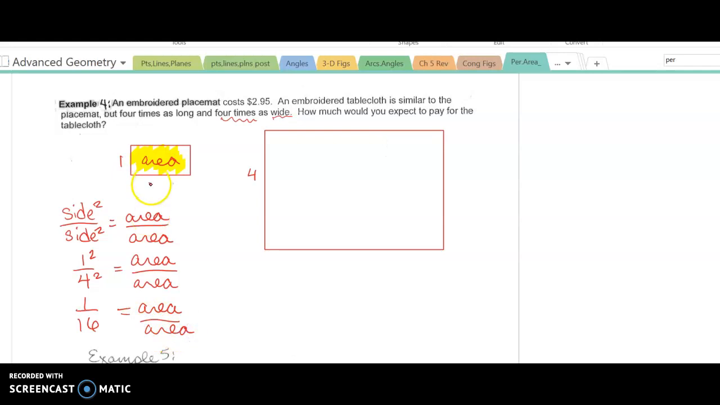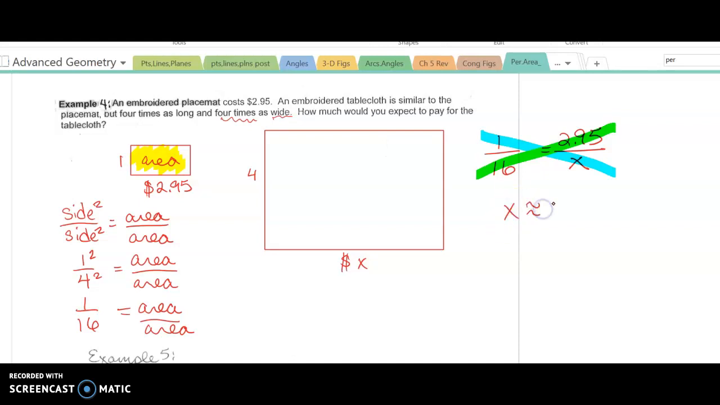We know that the placemat costs $2.95, and this costs X dollars, we'll say. So our proportion would be 1 is to 16 as $2.95 is to X. Then we can just cross multiply. So 16 times $2.95 is going to come out to be $47.20. It comes out to 47.2, which would be $47.20 for the cost of the tablecloth.